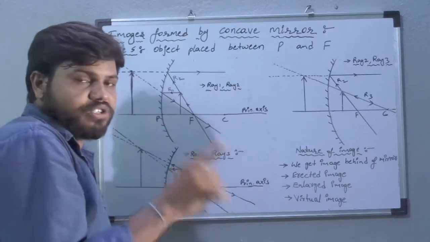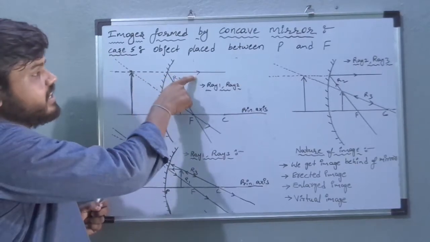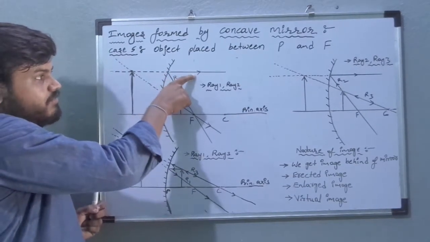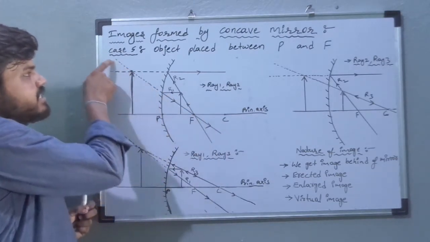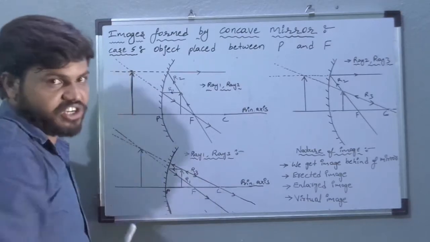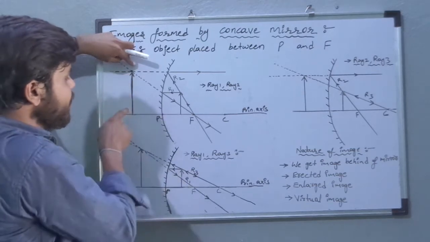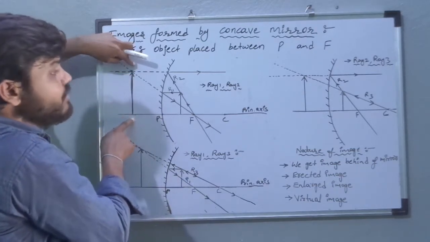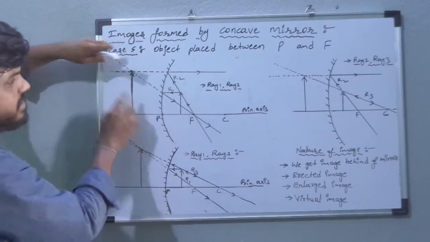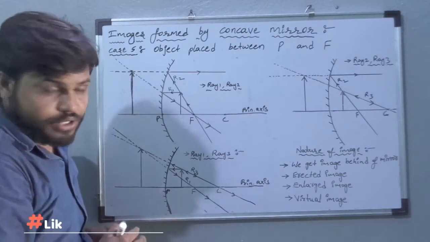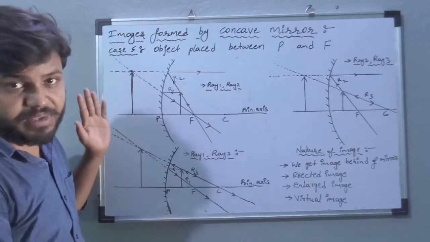For checking purposes, we should extend the reflected rays to the back side of the mirror. This is a reflected ray, I extended it behind the mirror, and this is another reflected ray, I extended it behind the mirror. Here I got an intersection point. If you join this intersection point and the principal axis by a perpendicular line, we get the image of the object. Now this line is perpendicular to the principal axis. Here we got the image of the object. So where did we get the image? In the mirror, or behind the mirror, right?